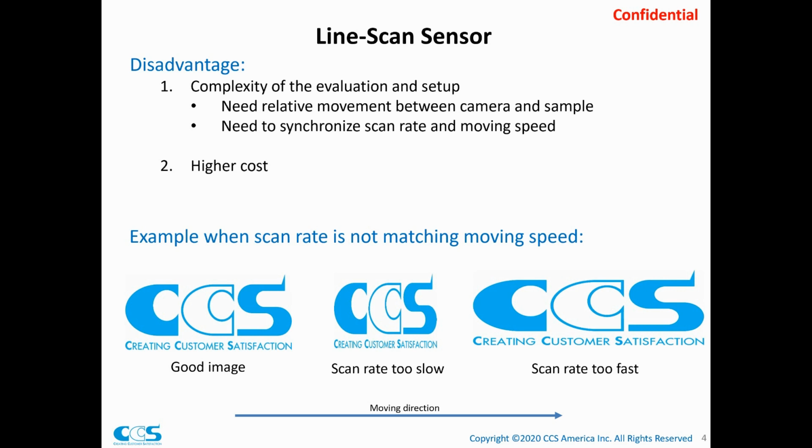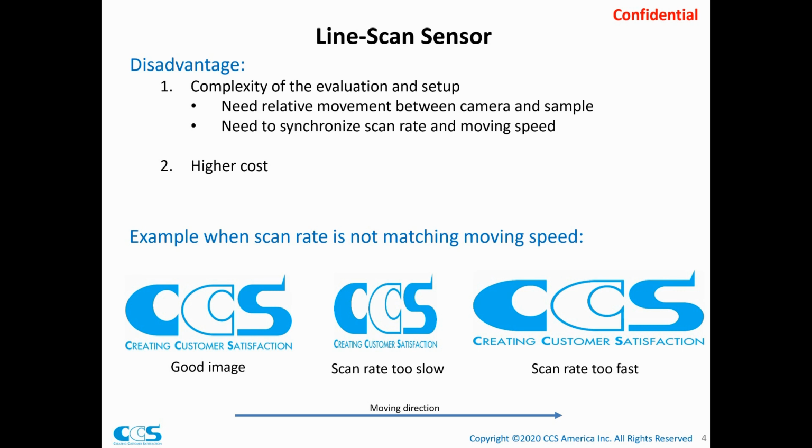But for line scan, when we do the evaluation or when we set up the machine, it will be more complex. We need to first make sure there's a relative movement between the camera and sample, and also the movement speed needs to synchronize to the scan rate. Below, there are some examples when the scan rate is not matching the moving speed. If the scan rate is too slow, we get a distorted image. If the scan rate is too fast, we still get a distorted image. So it's not like you can use your hand and manually move the sample to take the image with line scan.